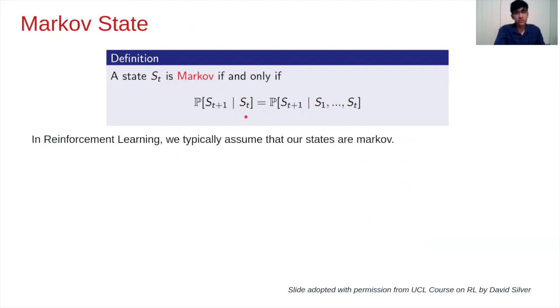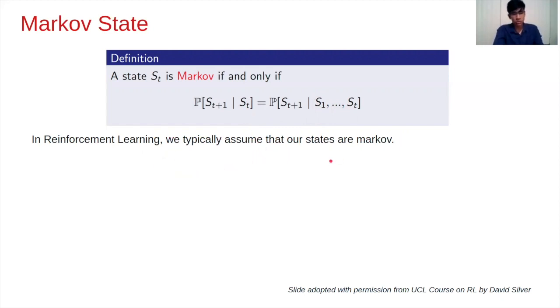What it is trying to say is that given right now, time t, you know your current state, and that really has all the information that you would have if you had all your past states. So past states don't have any extra information that is not there in your current state. And in reinforcement learning, we typically assume that our states are Markov.